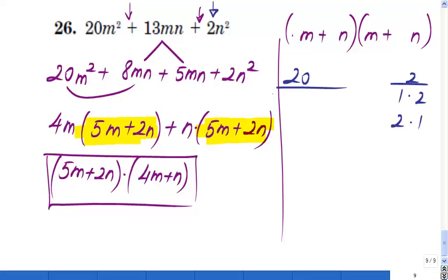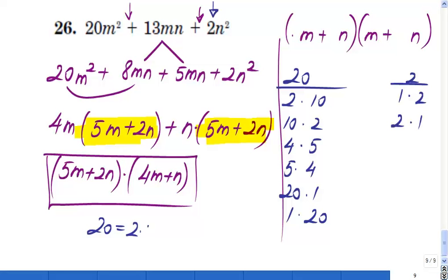Now for the other one, 20. I can write 20 in many, many ways. One way will be 2 times 10. Other way, 10 times 2. Other way, 4 times 5, 5 times 4. I have 20 times 1, and 1 times 20. Is there any other possibility? The easy way to find that is basically to write 20 in prime factors. 20 is 2 times 2, which is 4, times 5. So obviously I have only combinations of these three terms here.